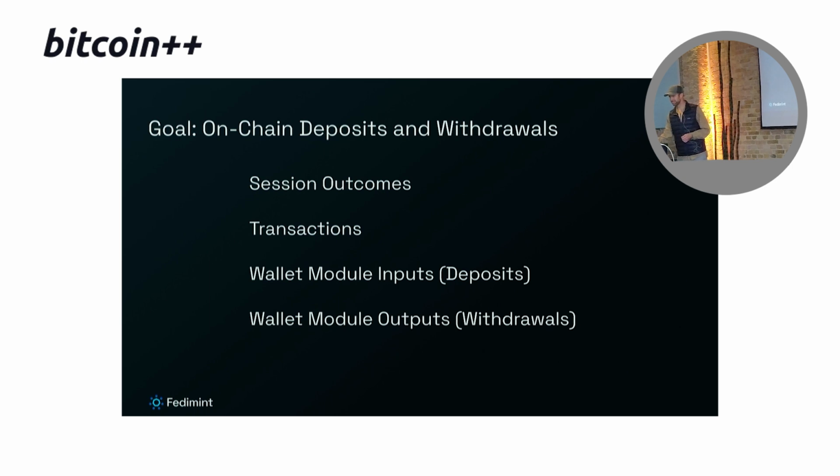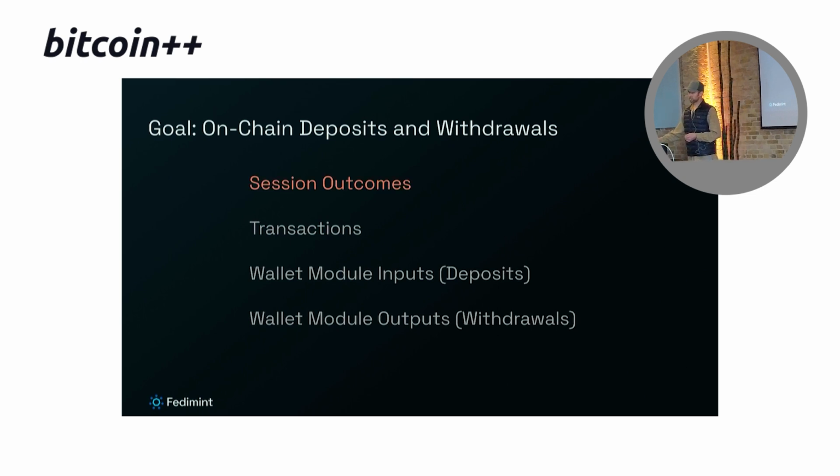All right, sweet. So we now have this really rich data set. We could do all kinds of fun things, but let's narrow our focus to look through this data set to find specifically on-chain deposits and on-chain withdrawals. So in order to do that, we'll do a quick overview of what a session outcome is, and then we'll take a look at transactions and what that means in the context of Fedimint. And then we'll look specifically at wallet module inputs and wallet module outputs, which correspond to deposits and withdrawals.